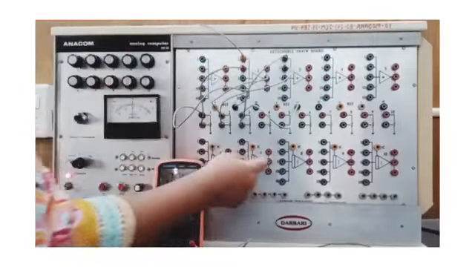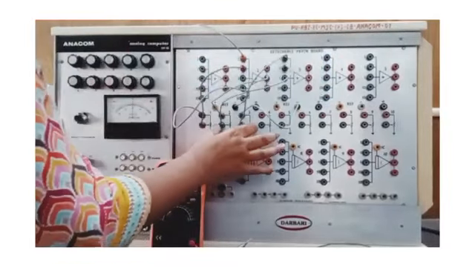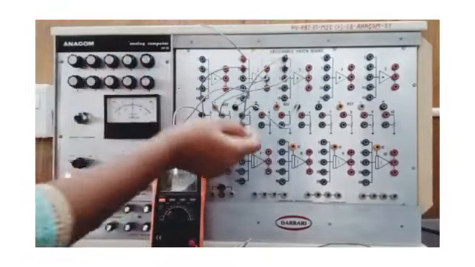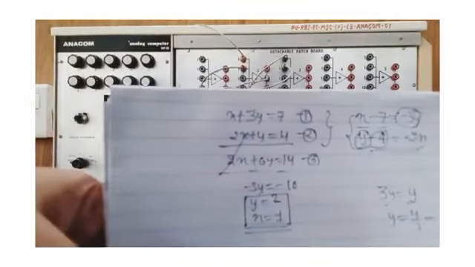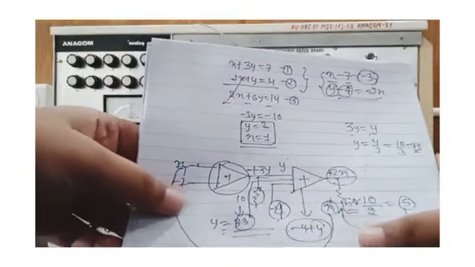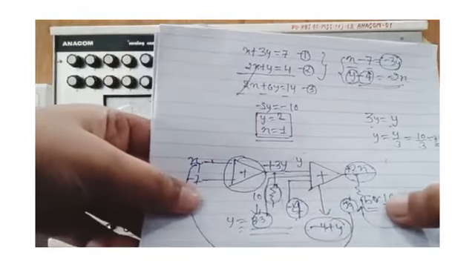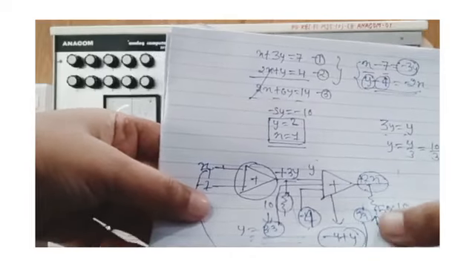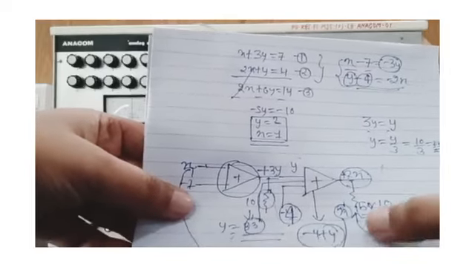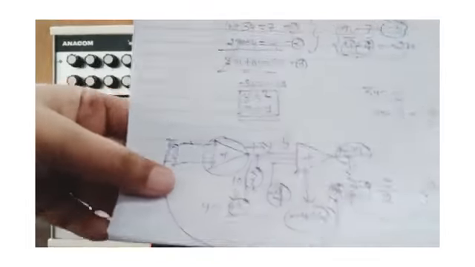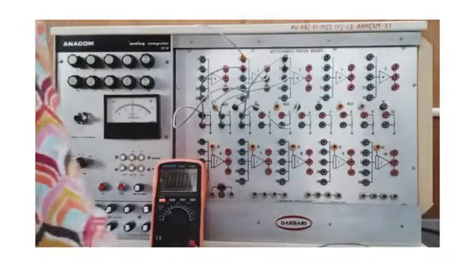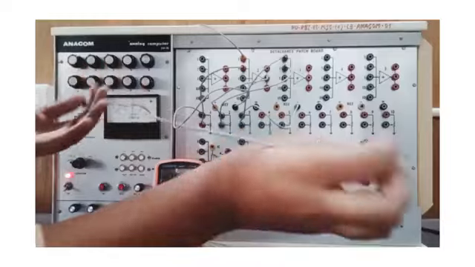So now I have to repeat the same process which I did here to make 3y into y. I have already told you what I have to do. I hope you are able to see it. I have to apply 5 volt. If I apply 5 volt, then it will become x. So let's see that.